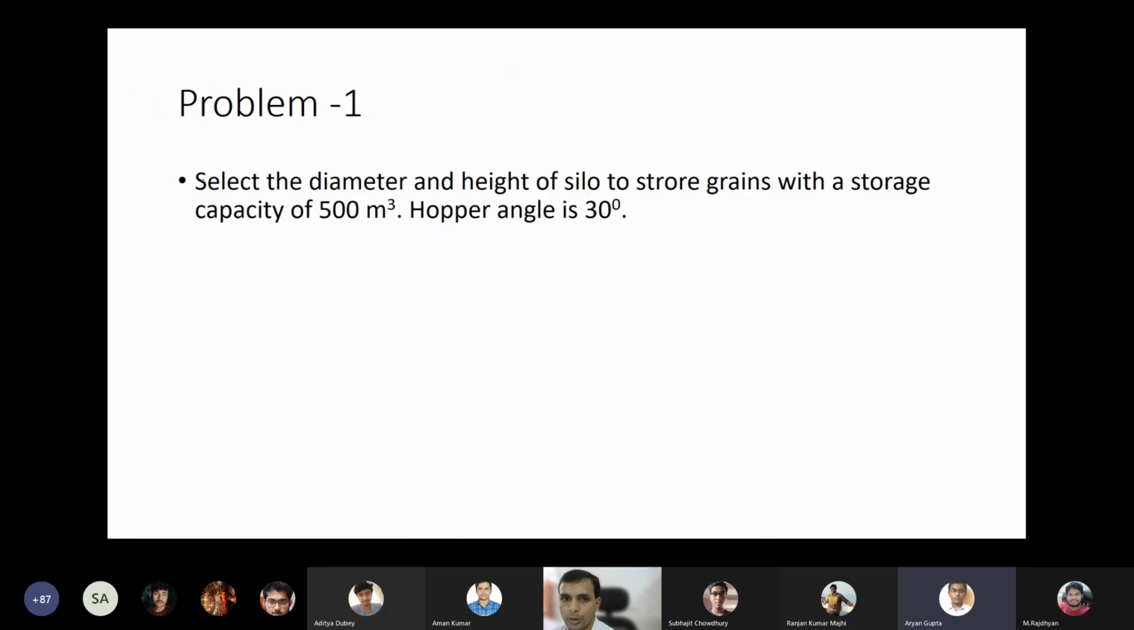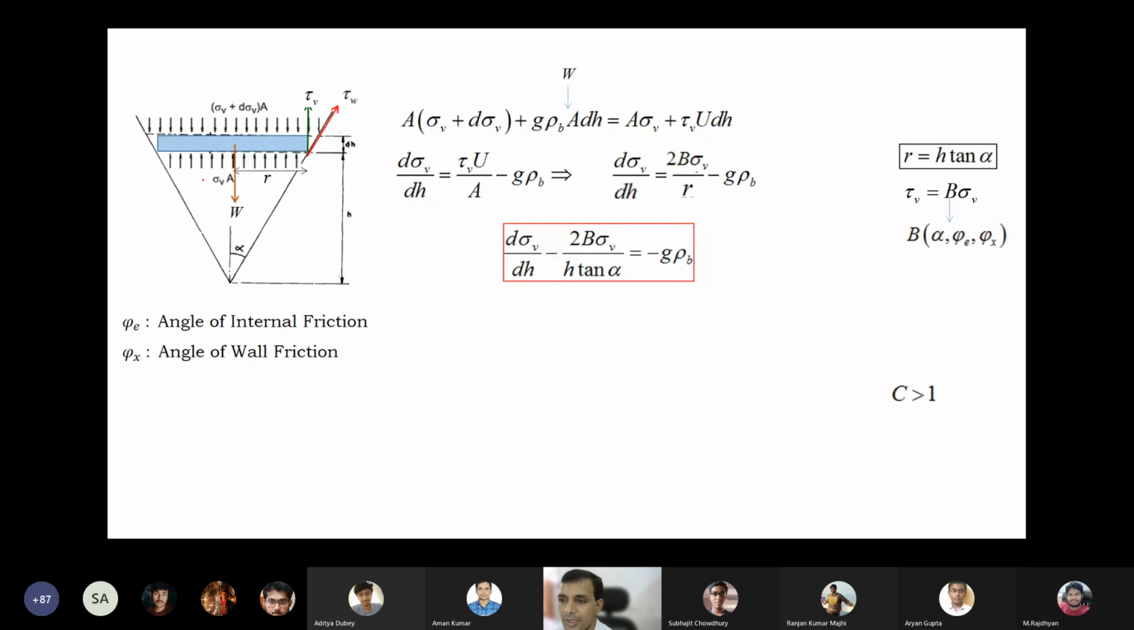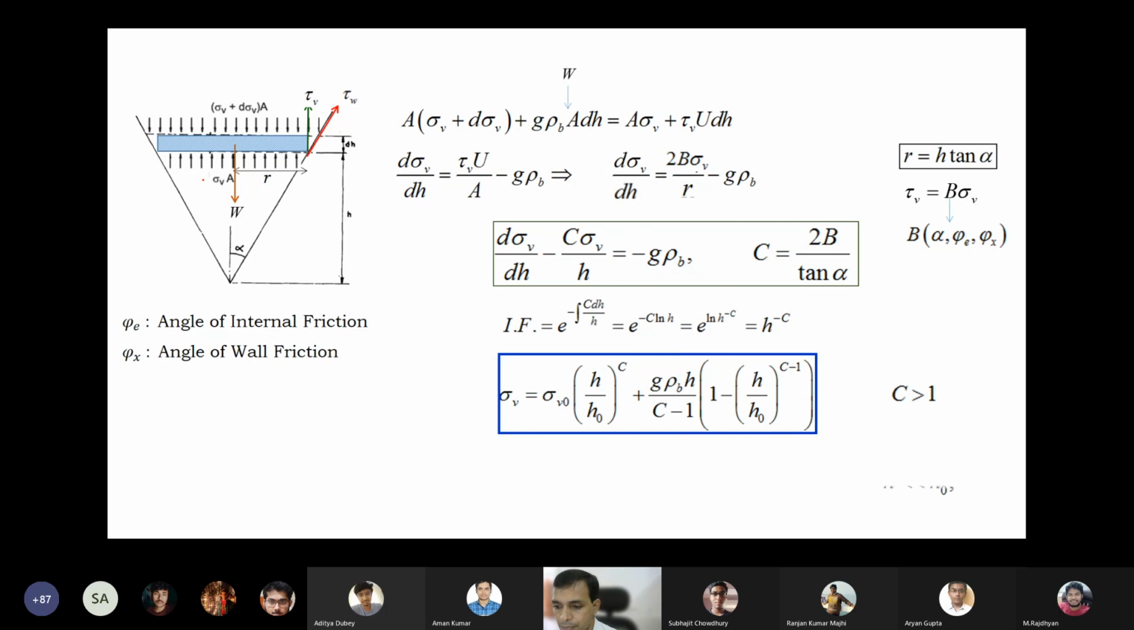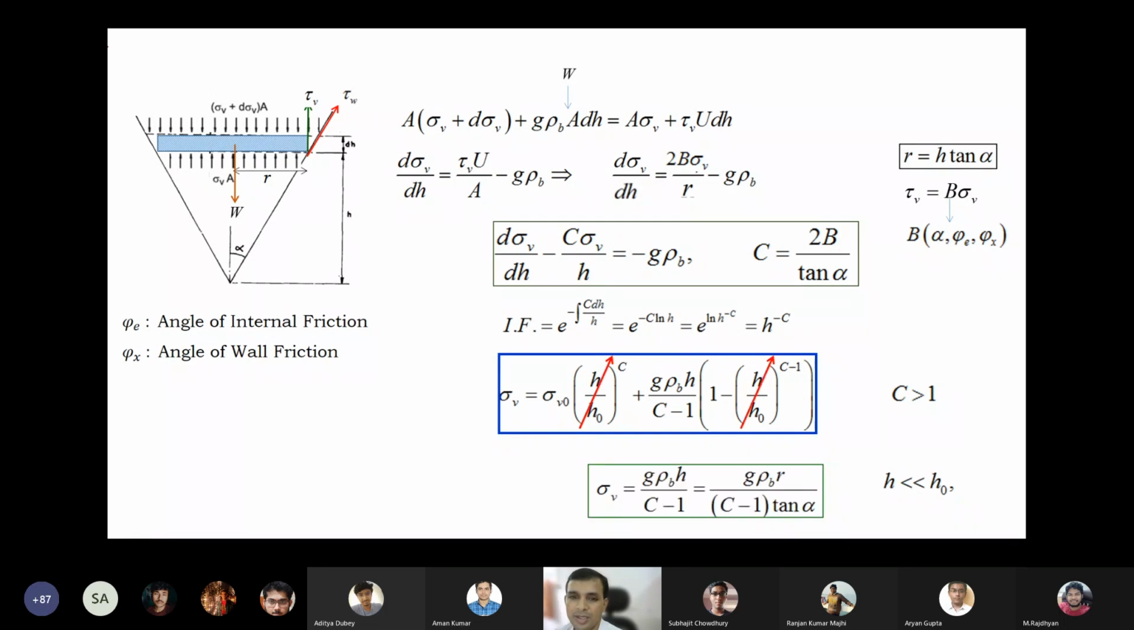So just a small question on diameter and height, probably you all can do it. And this is the derivation which I use for the stress profile in the hopper. Just a simple force balance. I think if you understood the previous one, you will be able to understand this also. So with this, probably my ending was not smooth. So with this, I will try to explain the design procedure in detail.